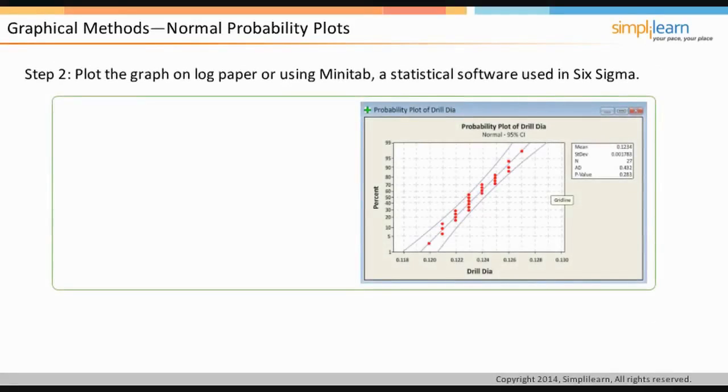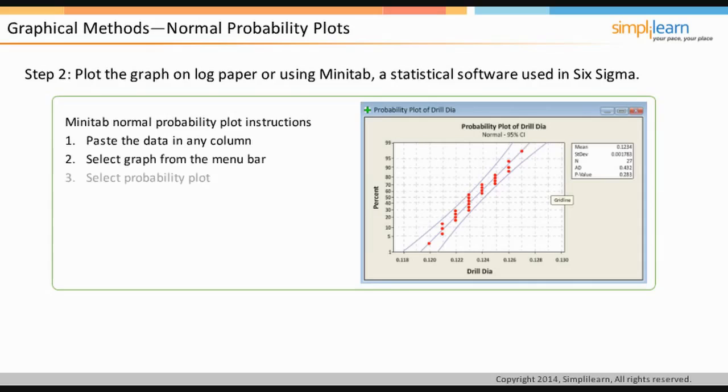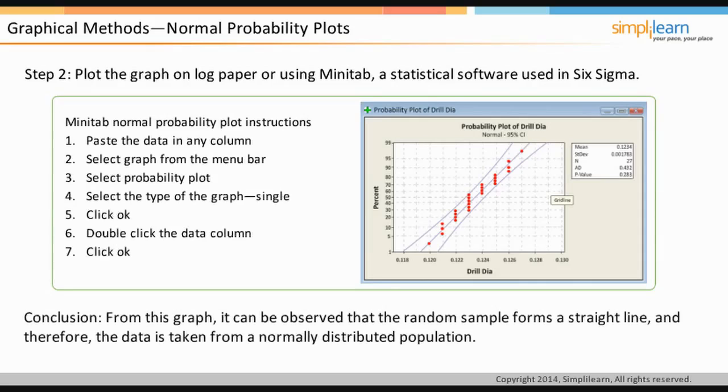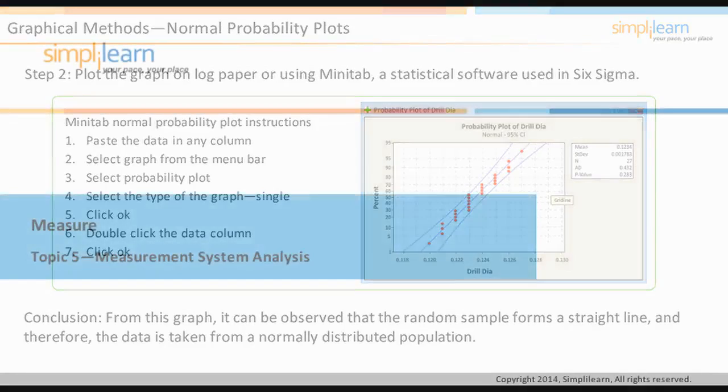In the next step, a graph is plotted on log paper or with Minitab using this data. Minitab is a statistical software used in Six Sigma. Minitab normal probability plot instructions are also given on the screen. The completed graph is shown on the screen. From the graph, it can be seen that the random sample forms a straight line, and therefore the data is taken from a normally distributed population.